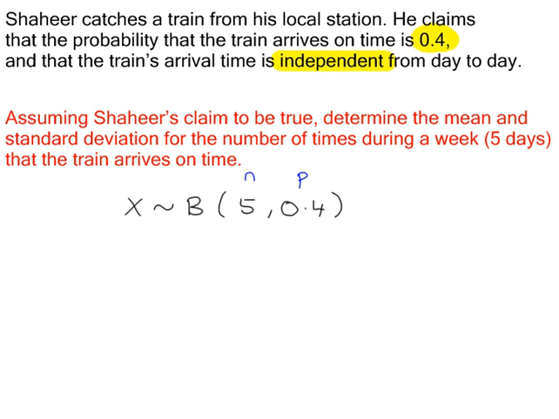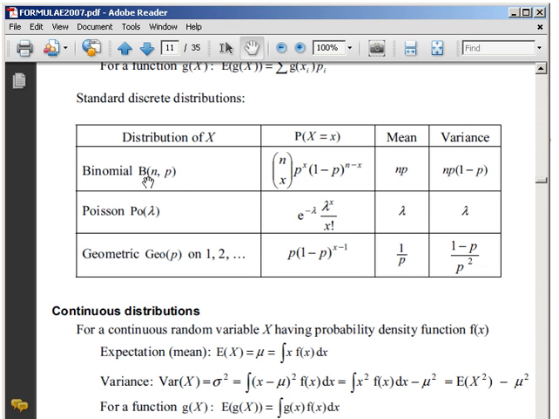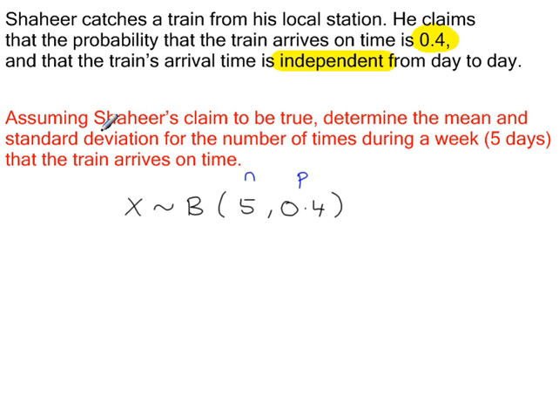Going to the formula book, for the binomial distribution, the mean has this formula, n times p, and the variance has this formula. And we can use these two to work out the mean and standard deviation. Okay, let's do the mean first. So the mean is equal to n times p, which is equal to 5 times 0.4, which is 2. So the mean is 2.